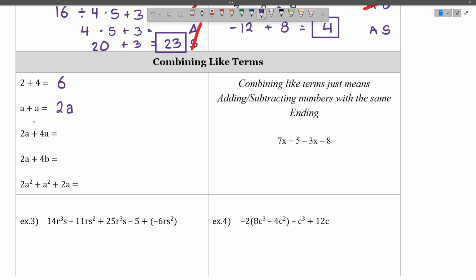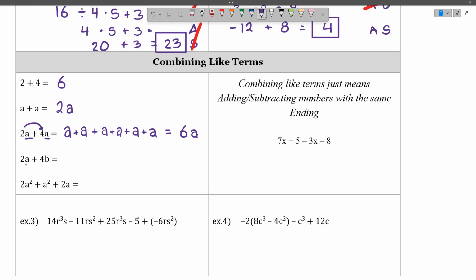Okay, well, let's write this out. I have 2 A's, one here, another here, and then I want to add 4 more A's. So 1, 2, 3, 4. How many A's do I have altogether? 1, 2, 3, 4, 5, 6. So I could rewrite this as 6A. If you don't want to have to write out all the pieces, if they have the same ending, we can just add the numbers. 2 plus 4 is 6. I have 6A. Okay, cool.